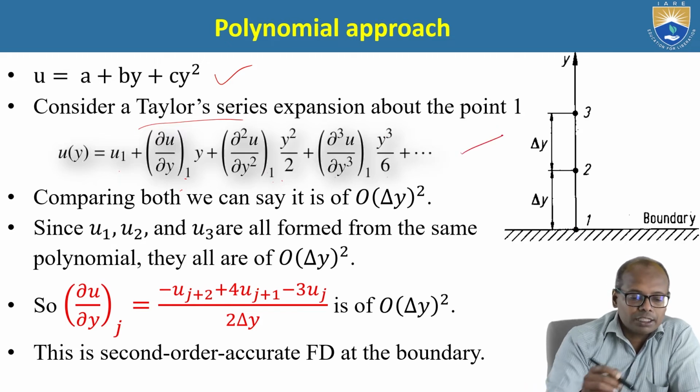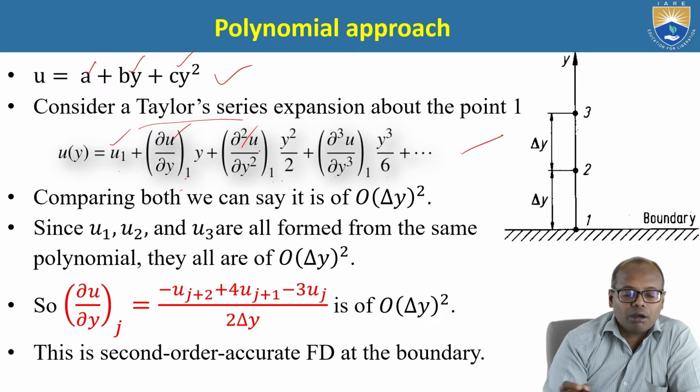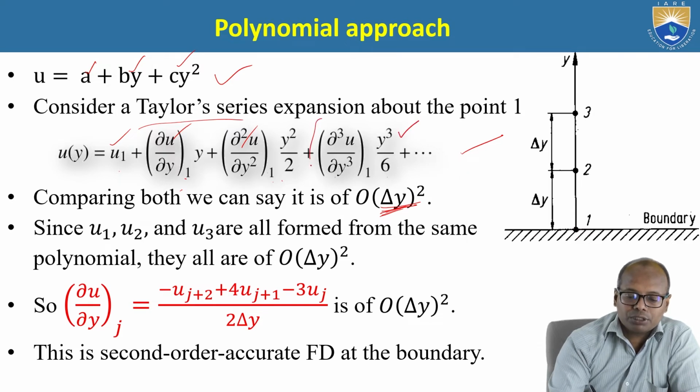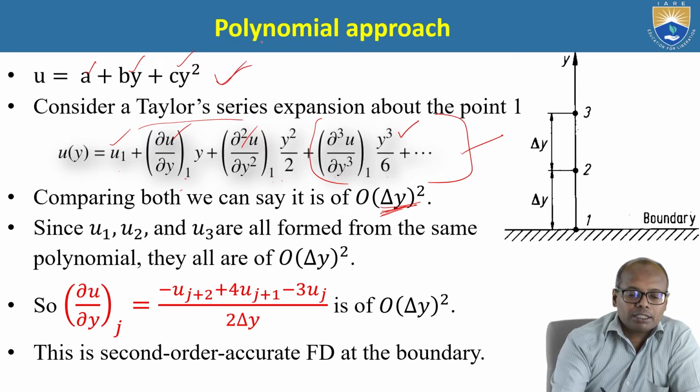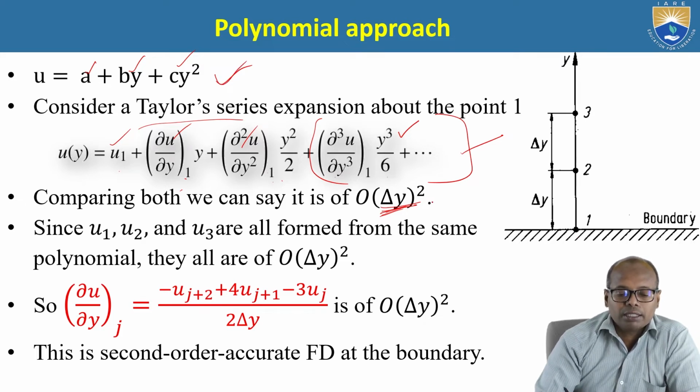Now in this equation I have the first term, second term, third term. So the order of accuracy is delta y square. Why? Because we are eliminating the y cube terms. This is the error that we are considering for writing this equation in this form. So it is called a second order accurate equation.